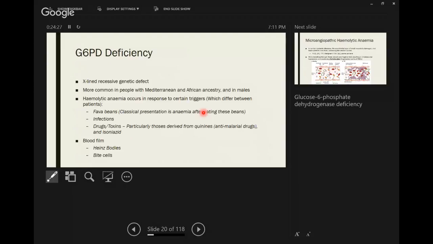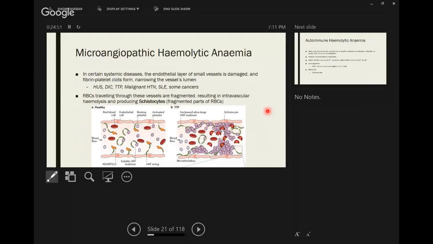The classic trigger is fava bean, so it's occasionally called favism or something along those lines. Infections can cause G6PD to become anemia, or drugs or toxins, particularly those derived from quinine, so anti-malarial drugs, and isoniazid, which is one of your TB drugs. On your blood film, you see Heinz bodies and bite cells, which are the buzzwords for them.